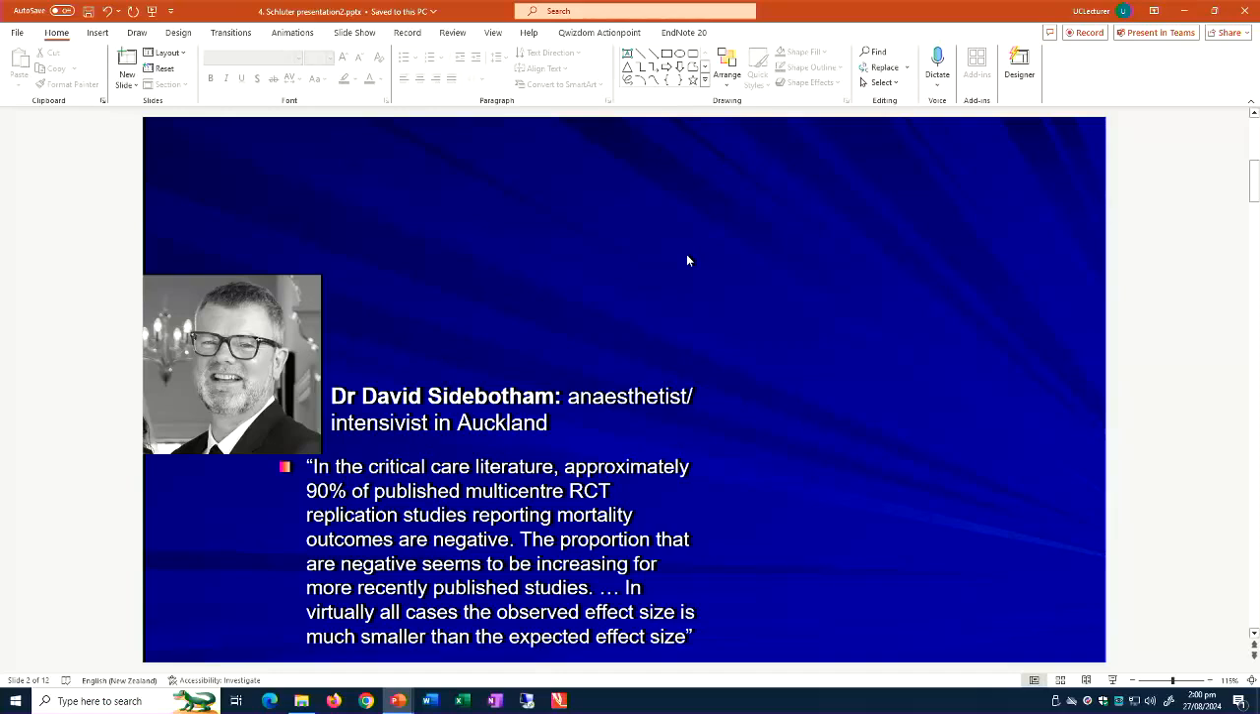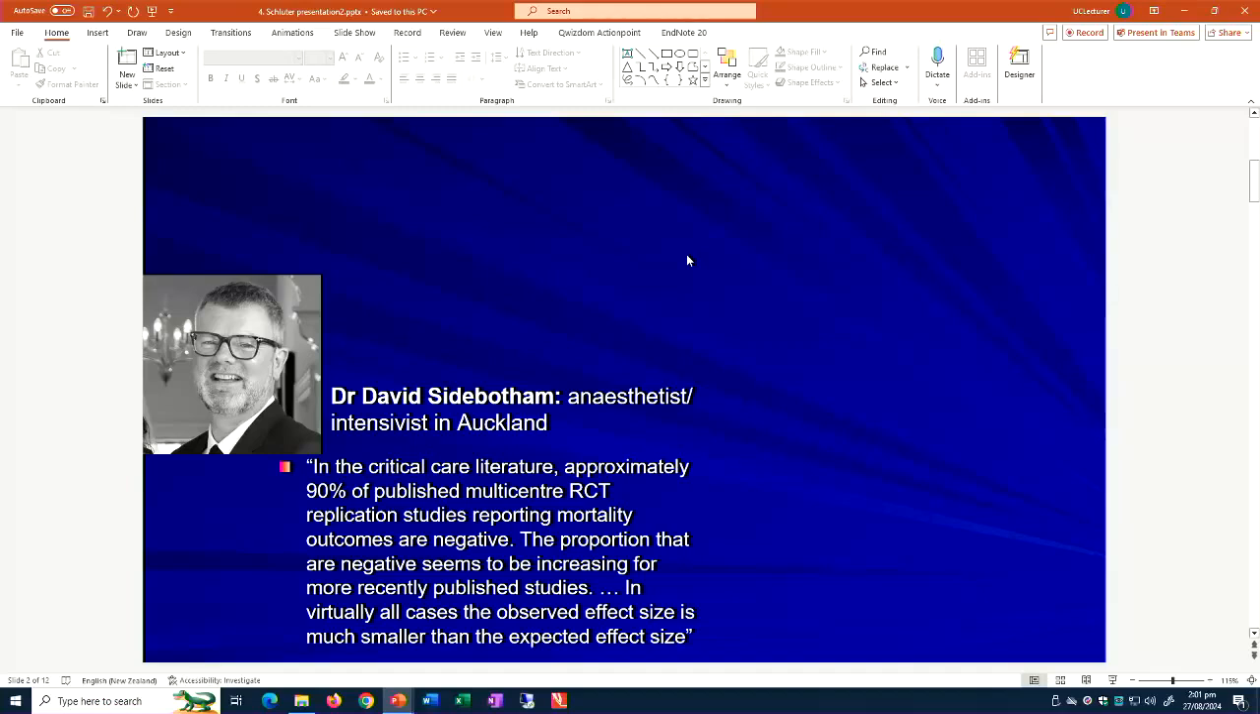So this new finding has shown this whole big thing that might obviously help intensive care. And then in the field, this is what David was saying, 90% of them he's seen are false, or they don't show the same effect. He also says the proportion that are negative seem to be increasing with more recent published studies. And in virtually all cases, the observed effect sizes, that is the treatment effect difference, the importance of the difference the treatment makes, are much smaller than the expected effect size that was published in the first studies.